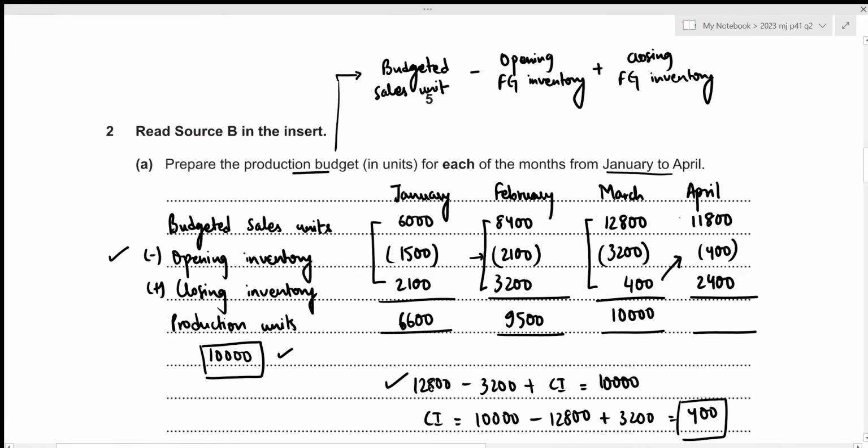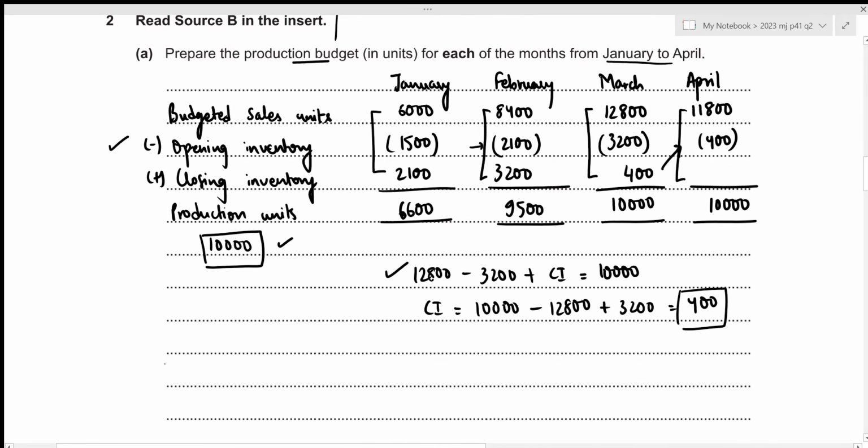Let's do it for the month of April. That's 11,800 minus 400 plus 2,400, which results in the total of 13,800. Again, this is not possible. We can only have the maximum production units as 10,000. So the first step would be to change our closing inventory, right?